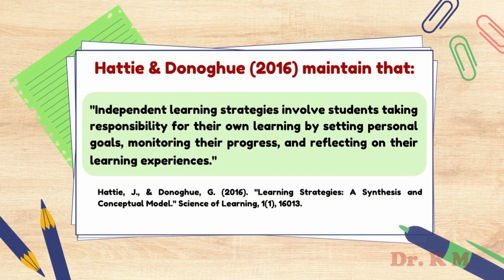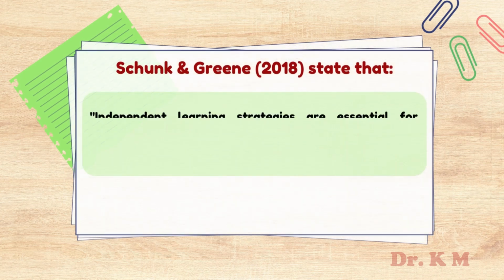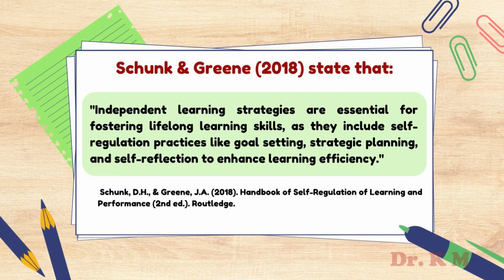Hattie and Donahue, 2016, maintain that independent learning strategies involve students taking responsibility for their own learning by setting personal goals, monitoring their progress, and reflecting on their learning experiences. Chunk and Green, 2018, state that independent learning strategies are essential for fostering lifelong learning skills, as they include self-regulation practices like goal setting, strategic planning, and self-reflection to enhance learning efficiency.